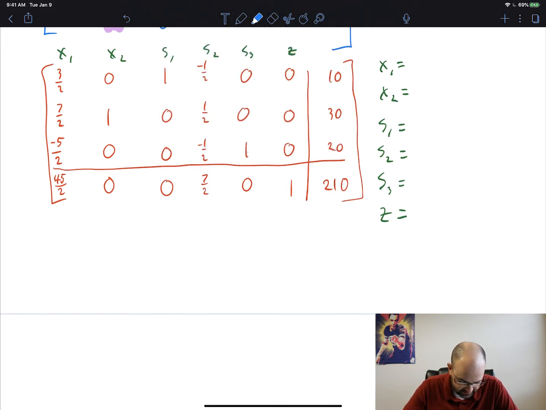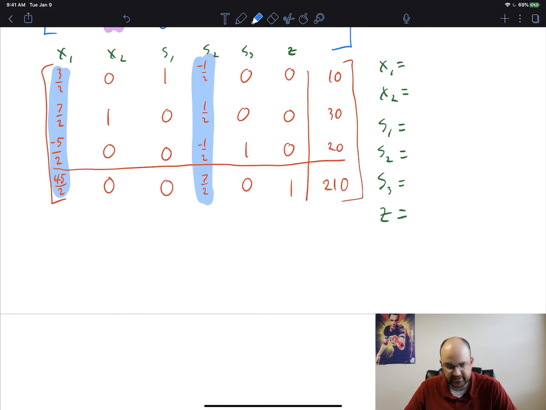On this, notice that X1 and S1 are both 0. x2 has a 1 here, so it's equal to 30. S1 has a 1 here, so it's equal to 10. Sorry, the S2 was 0, not the S1. S2 we already saw was 0. S3 has the 1 here, it's equal to 20. And the Z has the 1 here, it's equal to 210.